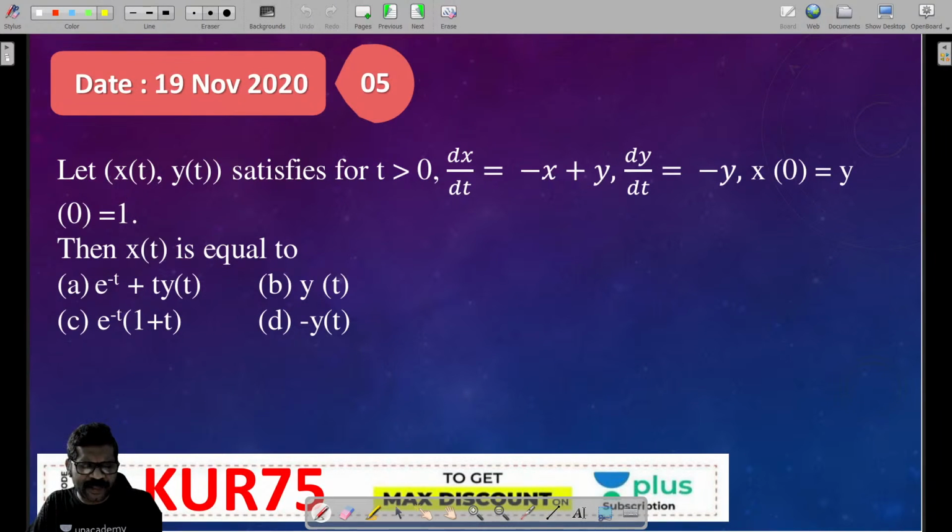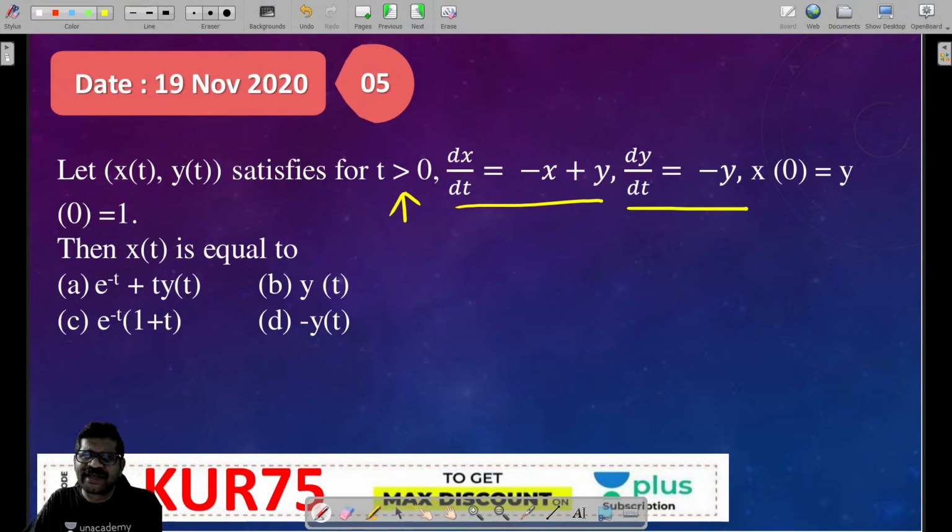Next problem. Let x of t and y of t satisfy, for t greater than 0, dx by dt equal to minus x plus y, dy by dt equal to minus y, x of 0 equal to y of 0 equal to 1. Then x of t is.